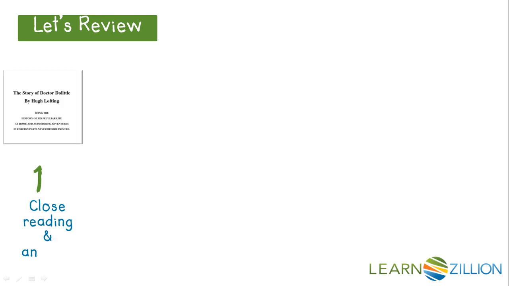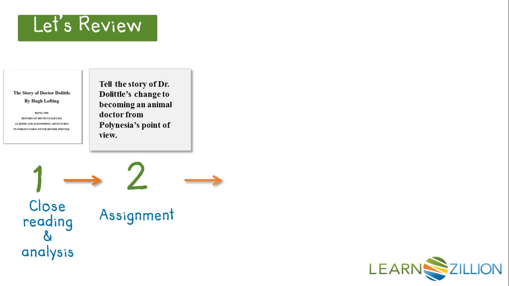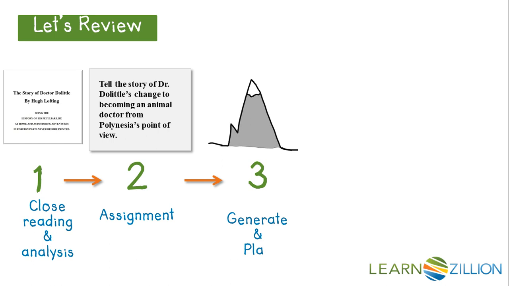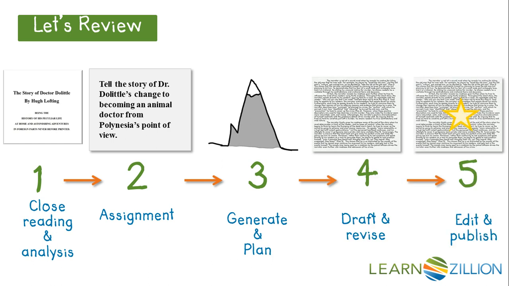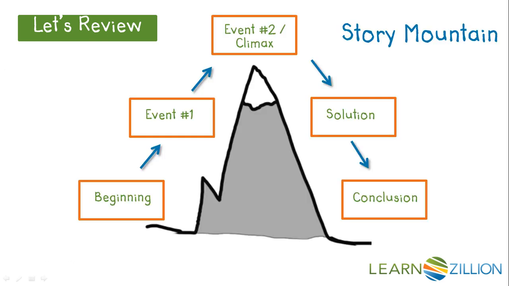Let's review the writing process. First, do a close reading and analysis of the text. Then, read the assignment and generate and plan. Then, draft and revise, and finally, edit and publish. We're in the draft and revise stage of the writing process. We've been using a graphic organizer called Story Mountain to help us plan our writing.